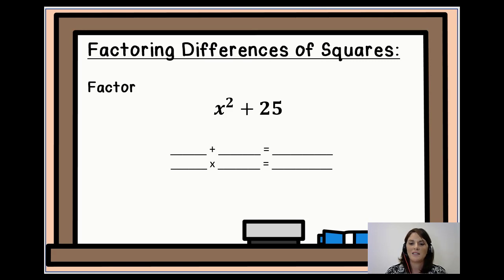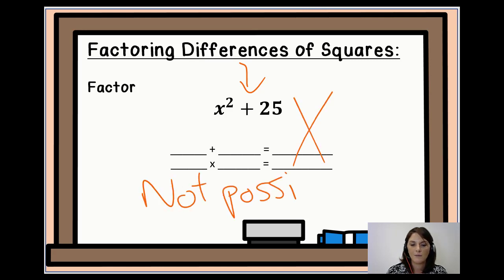Did anybody notice that instead of a subtract in the middle, we have a plus? That was actually a trick question. We can't factor x squared plus 25 as a difference of squares. First of all, there's no common factor. And second of all, there are no two numbers that multiply to give 25 but add to give 0. So this was a trick question. It's not possible, because it's not a difference of squares.